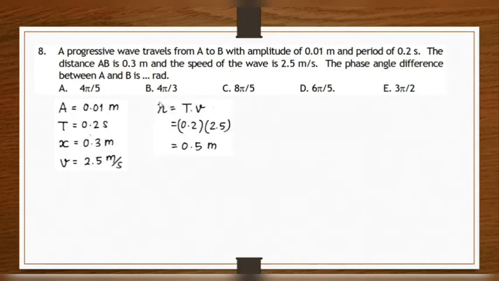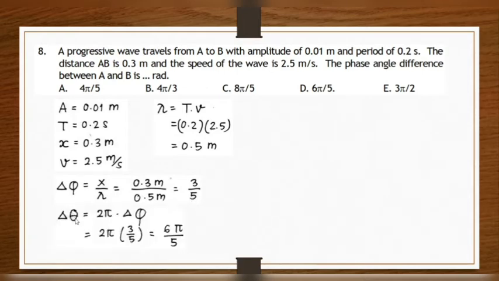We know that lambda is equal to period multiplied by v. So we can find lambda here, which is 0.5 meters. And to find the phase angle difference, I would like to find delta phi. Delta phi is equal to x over lambda. The x is 0.3 meters divided by 0.5 meters, so delta phi is 3 over 5. And delta theta is 2 pi multiplied by delta phi. So it will be 2 pi multiplied by 3 over 5 equals 6 pi over 5. So the answer is D.